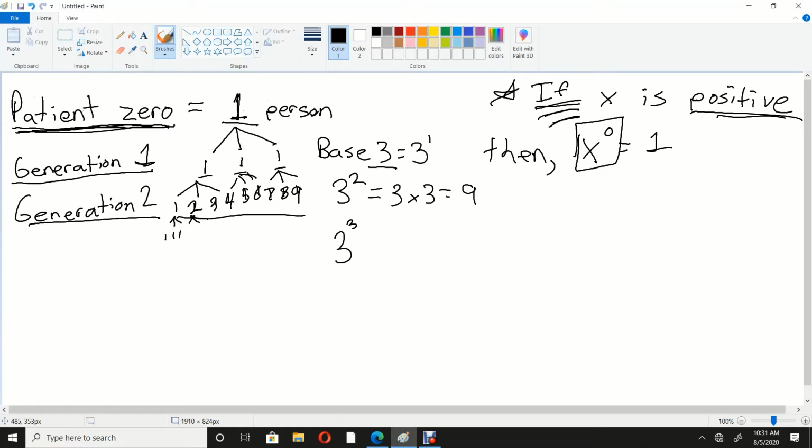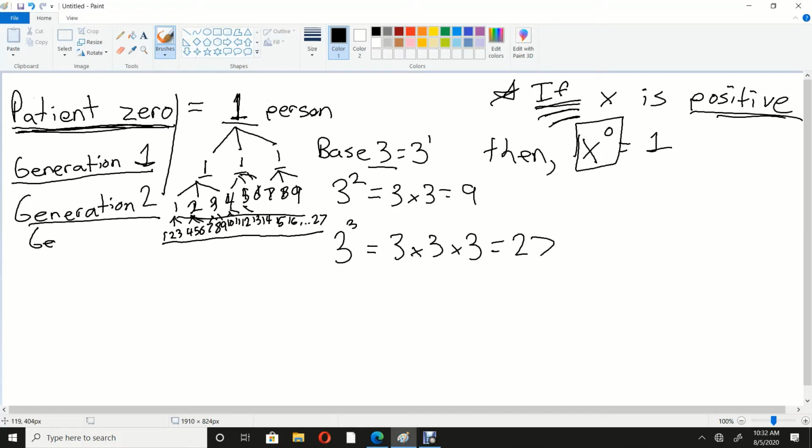A bunch. Give me a second. Anyway, that would have been impossible for me to draw immediately. 3 to the third power is 27. 3 to the third power is 3 times 3 times 3, or 27. And in my scenario here, this is the third generation of infection.